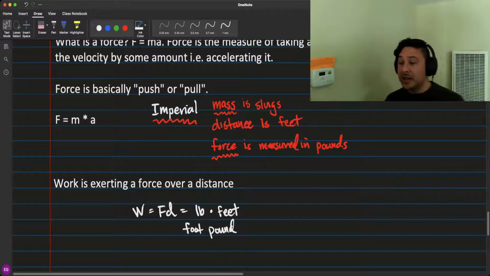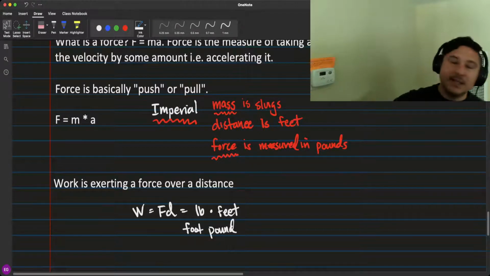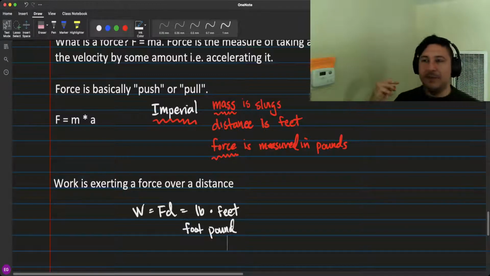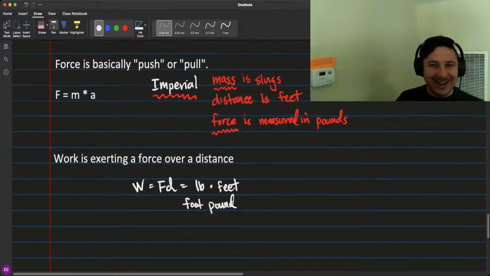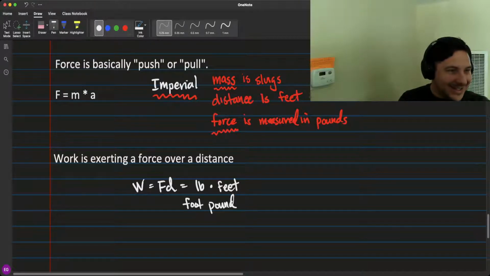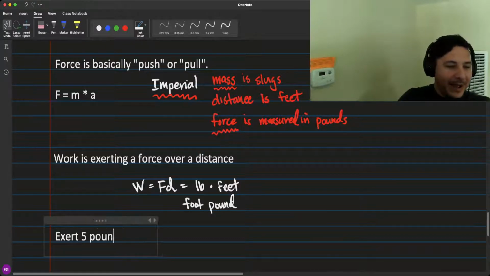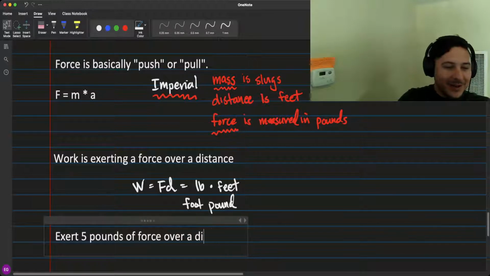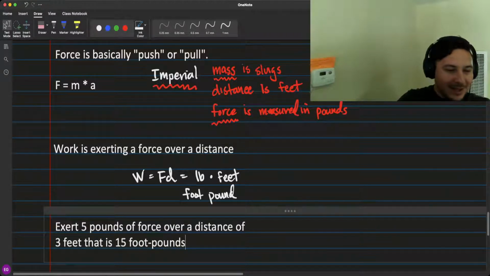So if you exert 5 pounds of force over a distance of 3 feet, you would have done 15 foot-pounds of work. Let's write that down over here. You'll see how ridiculous this sounds. Let's say that you exert 5 pounds of force over a distance of 3 feet. That is 15 foot-pounds of work.